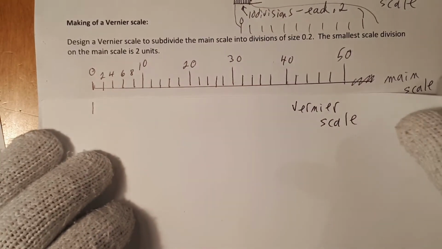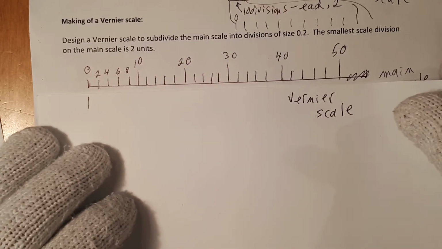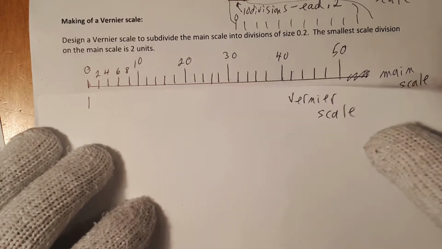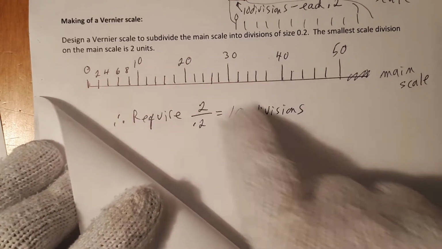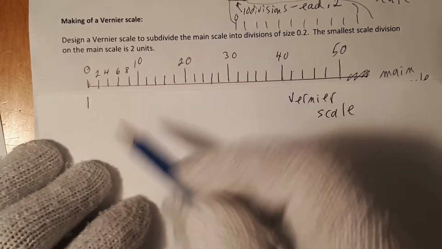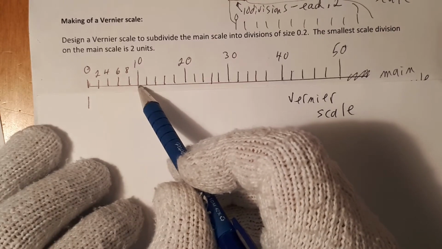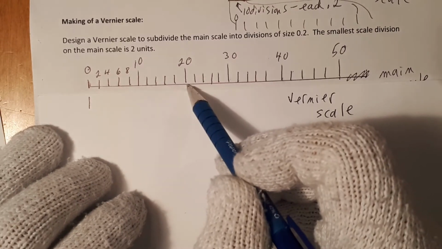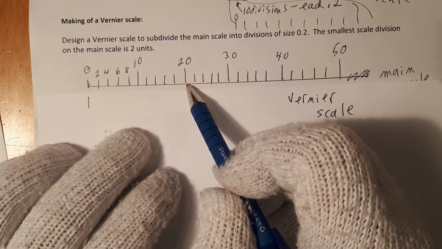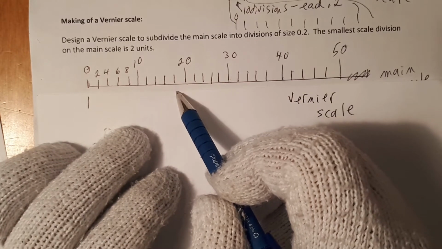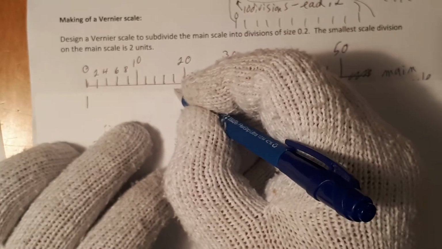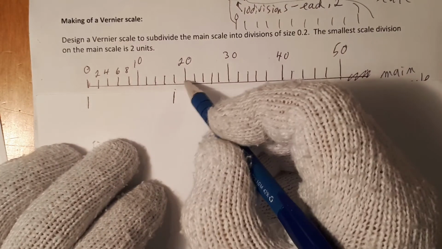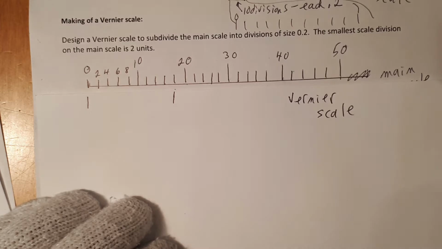I'm going to use the main scale as my ruler. I'm going to count 10 divisions on the main scale. 1, 2, 3, 4, 5, 6, 7, 8, 9, 10. But I'm also going to subtract 1. So I'm here at 9, and that's going to be the length of my vernier scale from there to here. It's 10 minus 1 will be the length of my vernier scale.